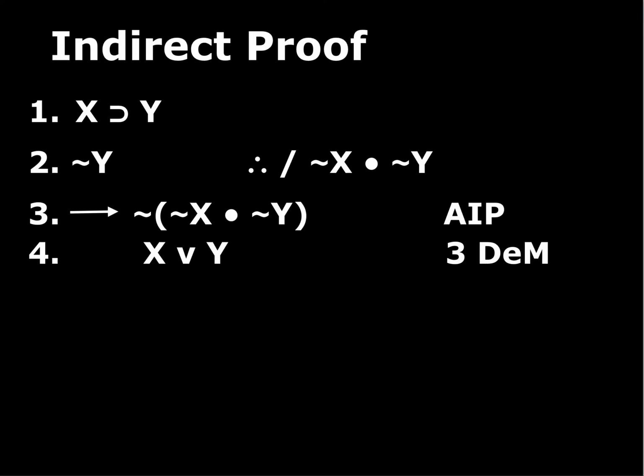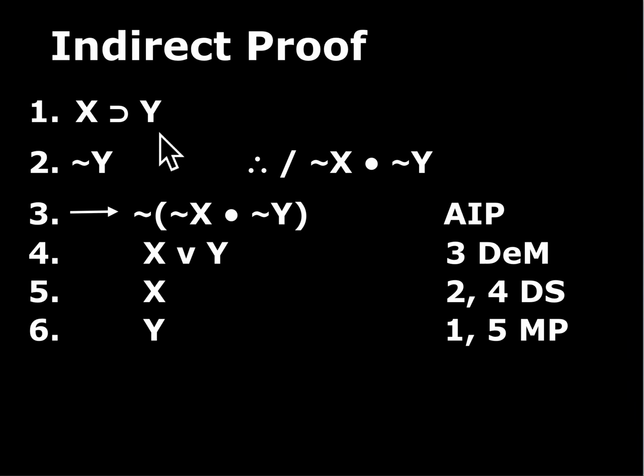Well, I'm going to do De Morgan's on line 3. This is a negated conjunction, so I'm just going to turn that into a disjunction. Dot becomes wedge, negate both conjuncts, not x becomes x, not y becomes y, and remove the outside negation. Now I have a disjunction. Line 2 is the negation of this disjunct, so I can get x by DS, lines 2 and 4. I have x, so I can get y with modus ponens on 5 and 1.